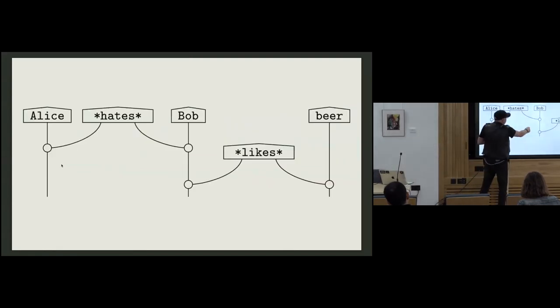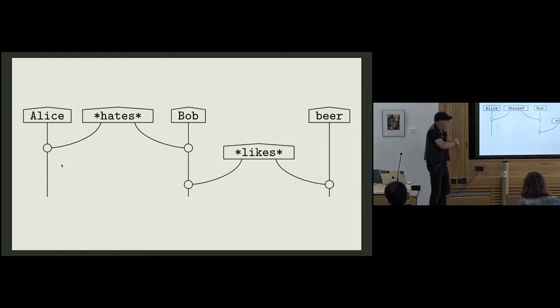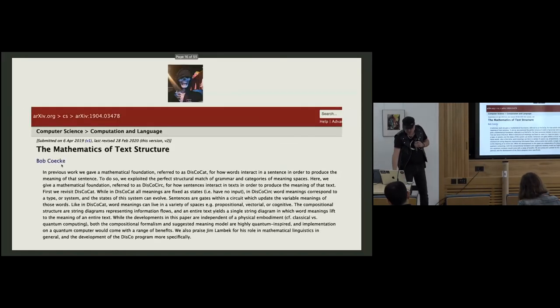Alice hates Bob and Bob likes beer. And you can go on like that. And this actually works generally. You can show that this works generally. And so this was something we introduced in the mathematics of text structure not too long ago.